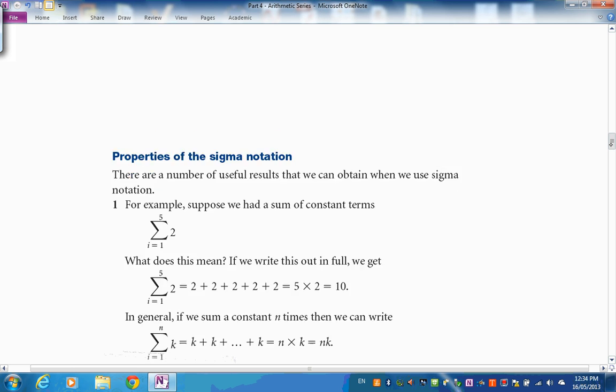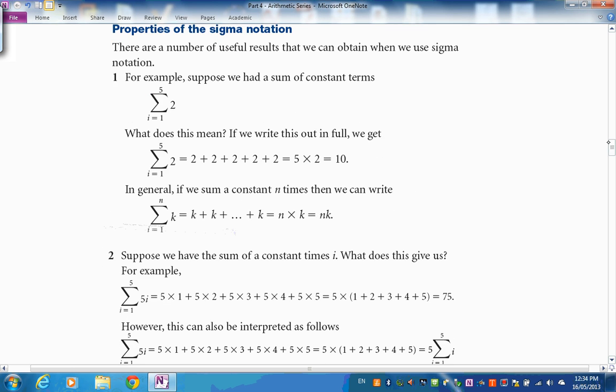All right, so what properties have we got for the sigma notation? If we added from i equals 1 to 5 of terms of the nature 2, see there's no i in here, so the term doesn't change. So the sum means they're all going to be 2's. So you've got 5 lots of 2, which is 10. And so in general, here's your first rule. If you're adding up constants from i equals 1 to n, it just comes to nk.